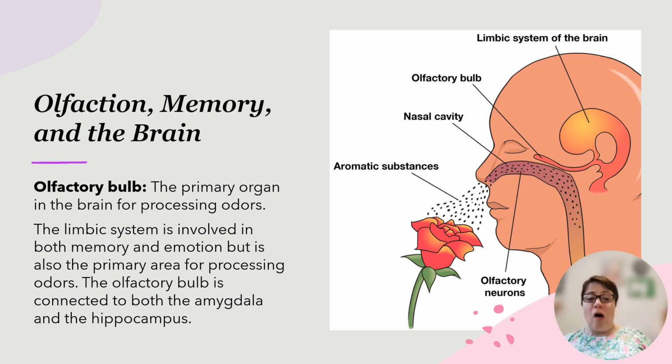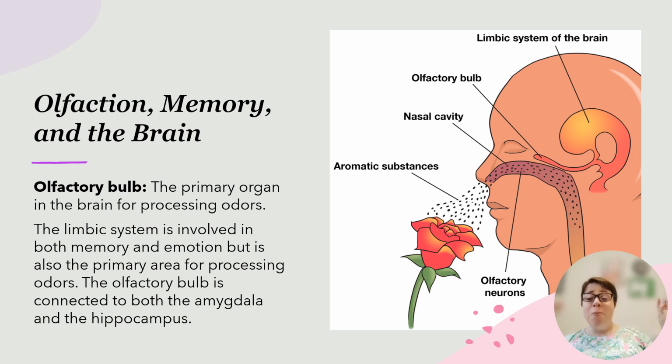And this is because all of the brain structures involved in these three processes make up what's called the limbic system. So the limbic system is involved in both memory and emotion, but it's also the primary area for processing odors. So located within the limbic system is the olfactory bulb, the primary organ in the brain for processing odors. It receives input directly from olfactory nerves coming from hair cells in the nose, kind of gross. And only after information passes through the olfactory bulb does it go to higher areas of the brain and the cortex.